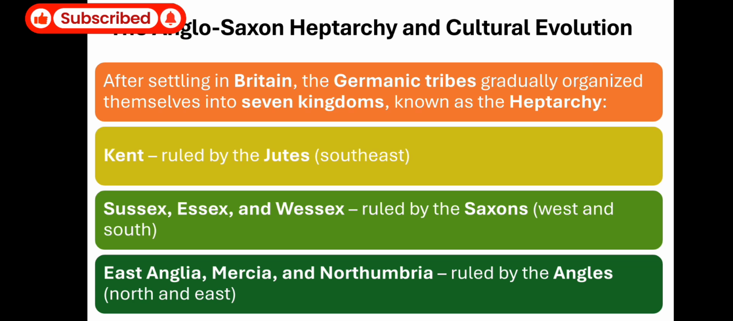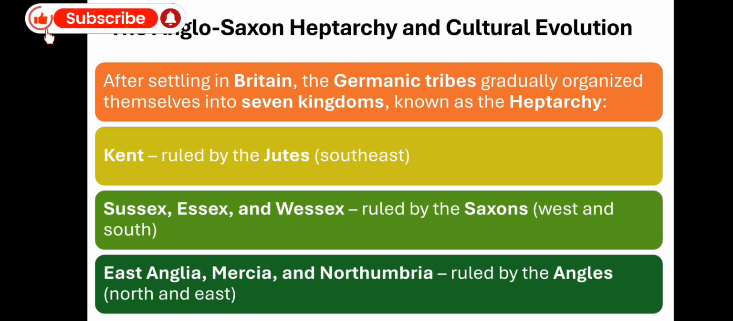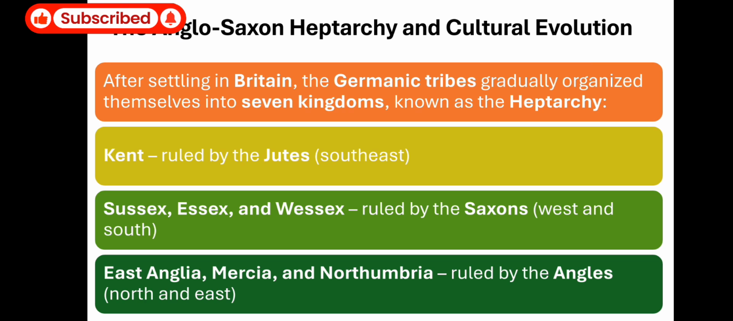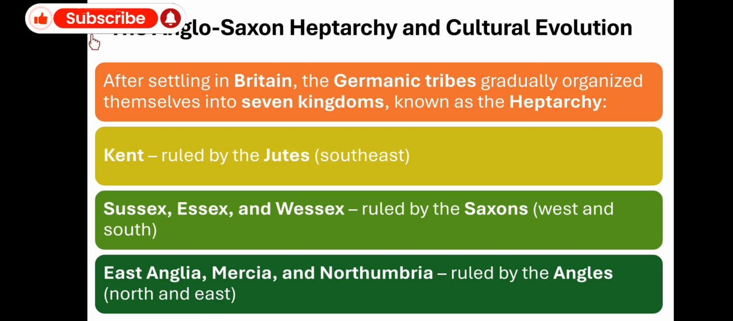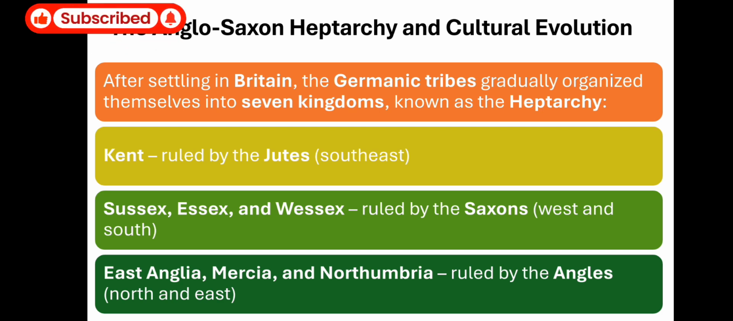So the major part of Britain, or the major part of Great Britain, was occupied by the settlement of the Angles people. That's why the name England was later derived from these Angles. The land of Angles, Angle Land, or later on it became England.